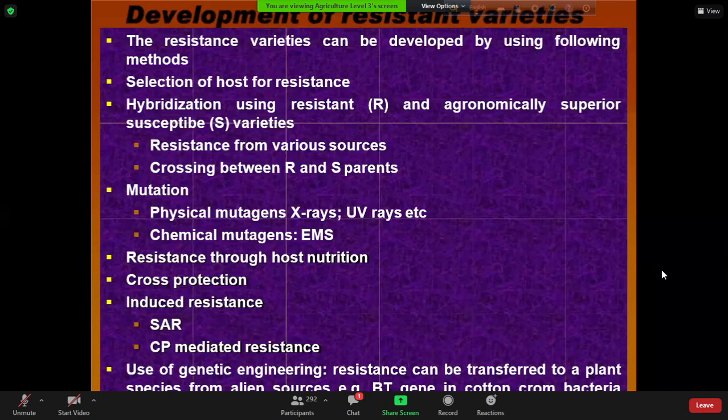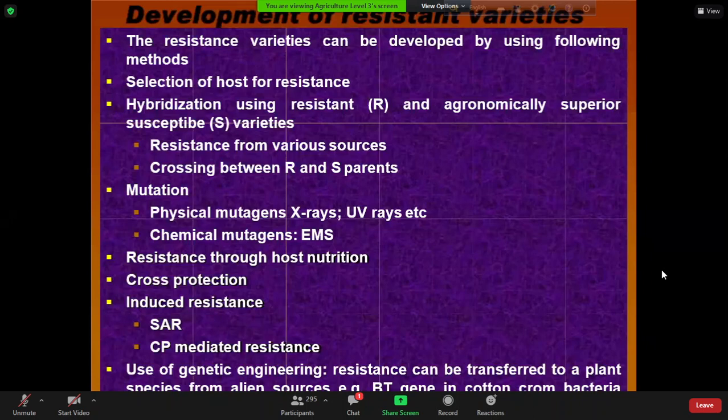More advanced methods are being used nowadays. For example, CRISPR-Cas technology. You learn it in level 4 or in master's level. CRISPR-Cas technology, genome editing technology. We can identify the gene, then we can cut the gene, and we can transfer the gene to the host. So this is known as CRISPR-Cas technology. Yes, by this way, we develop the resistant variety.